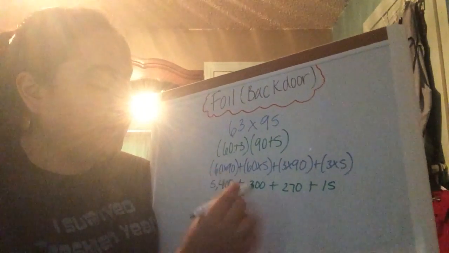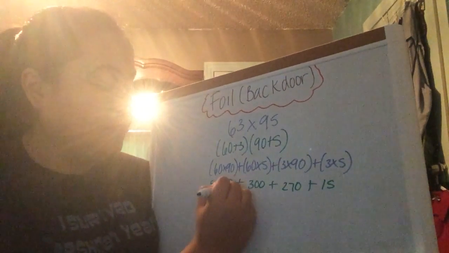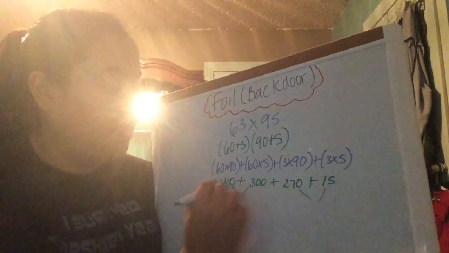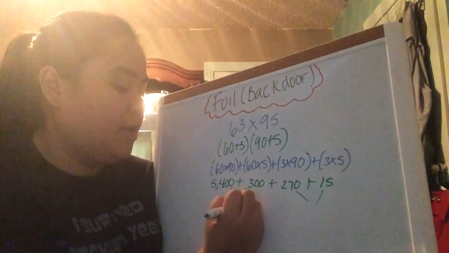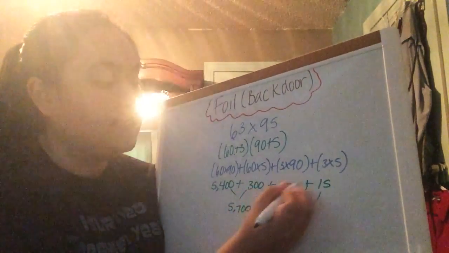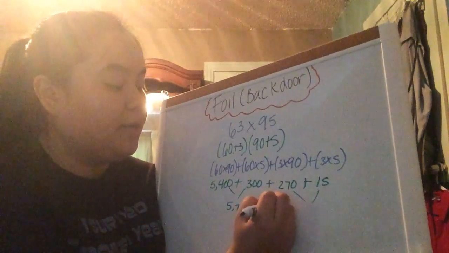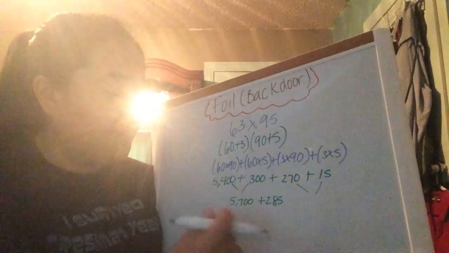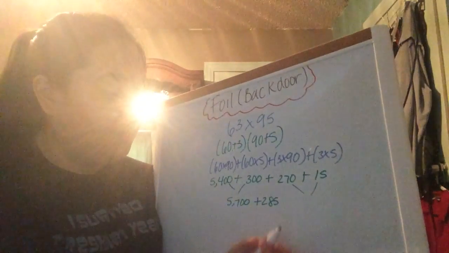So 5,400 plus 300, I like to separate them into pairs. So that is going to be 5,700 plus 270 plus 15 is 285. And now that you have that together, you just add the last two numbers together.